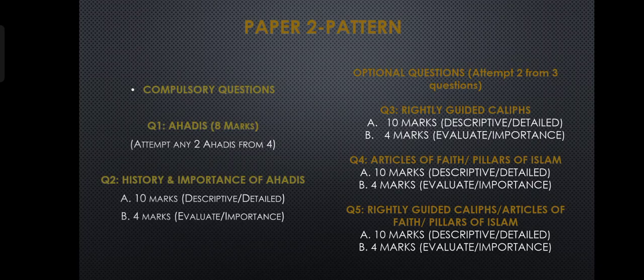And as I told you before, part A consists of a 10 marks question, in which you have to give a detailed and descriptive answer, and part B consists of a 4 marks question, which needs to be evaluated, or you need to describe the importance of a topic. So this is the complete paper pattern and the topics for Islamiat.